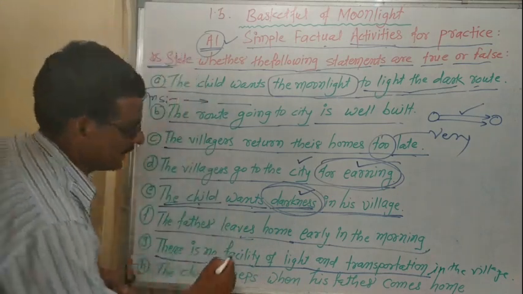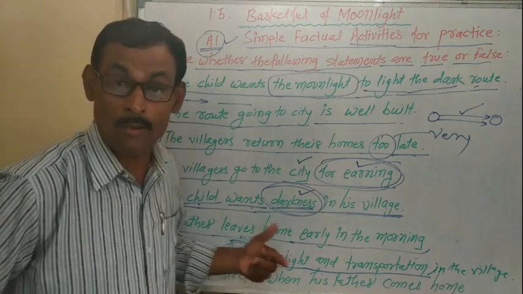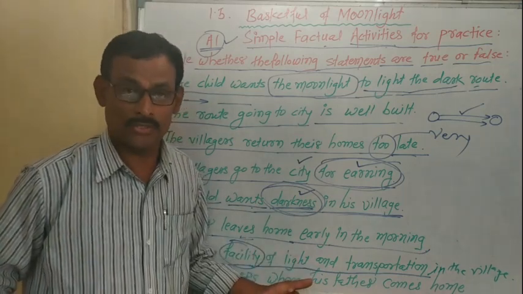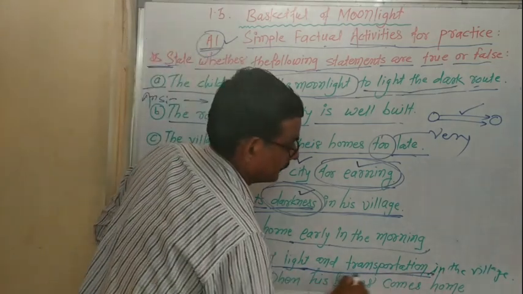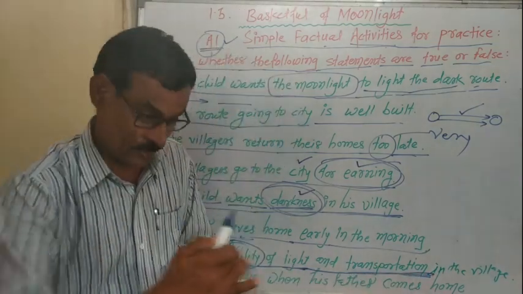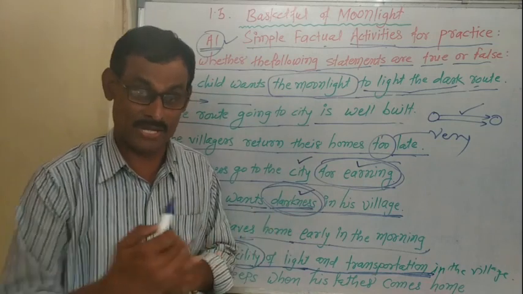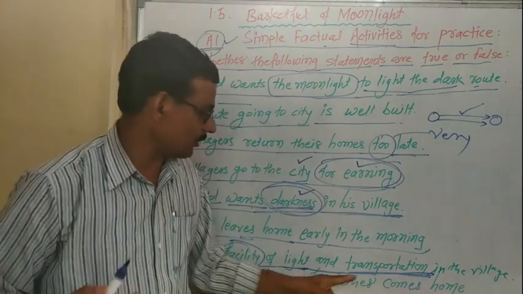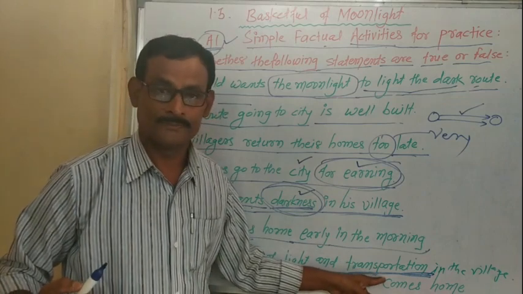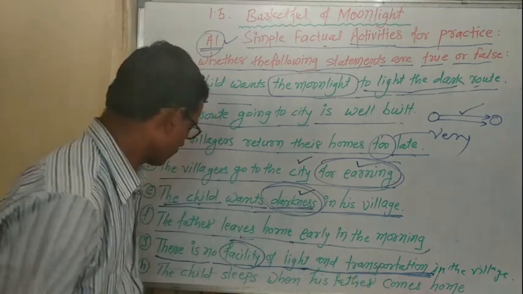There is no facility. Facility, that is availability, of any light, that is electricity, and transportation. Facility for transporting, for going and coming, up and down, for traveling. It's called transportation. Next one.